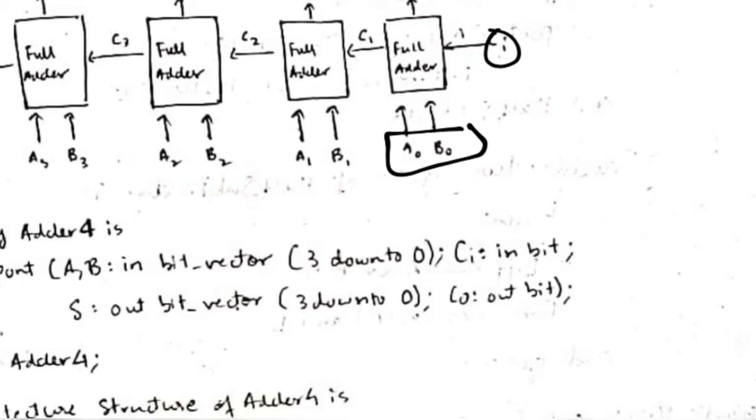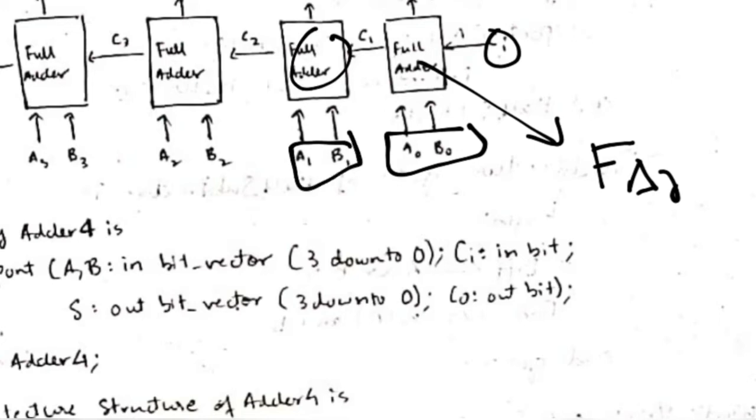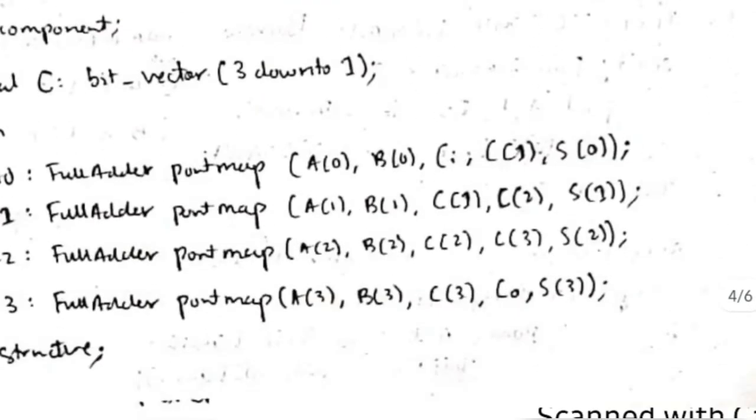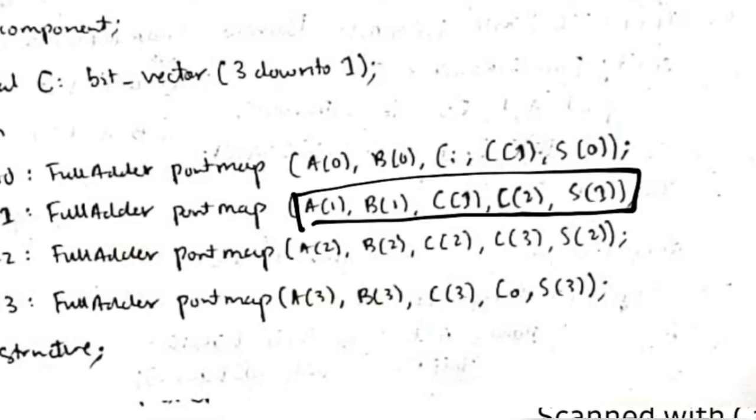Okay, so that was for FA0. That's the first full adder. For the second full adder, we'll use the same thing: A1, B1, then C1, then C2 here and S1 here. So in the second line we'll write this accordingly. What the numbers are for each full adder, we will be mentioning here. After doing it for 4 full adders, we'll end the structure here, which ends the VHDL code for the 4-bit adder.